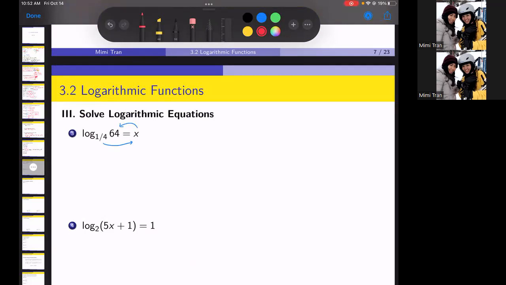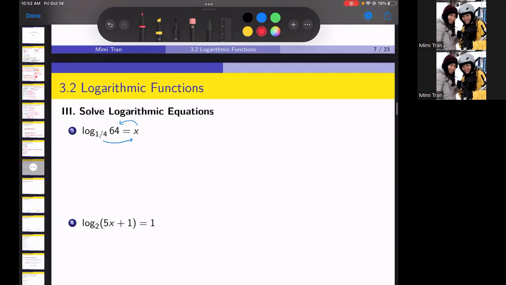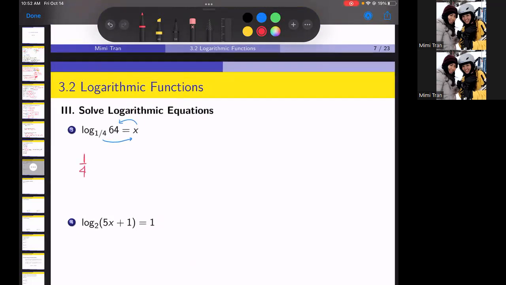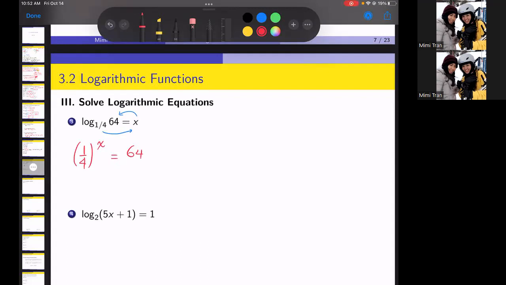Anyone have an answer for number three? Just tell me the equation that you set up. Just the equation. Power of x. Good. We saw this last time from 3.1. Do you have the answer? All right, what base should you change it to? Base 4, right? So 4 to the what power gives me 64?